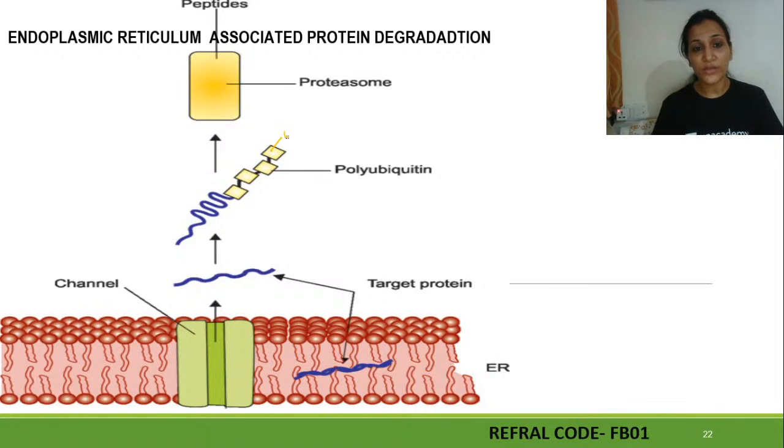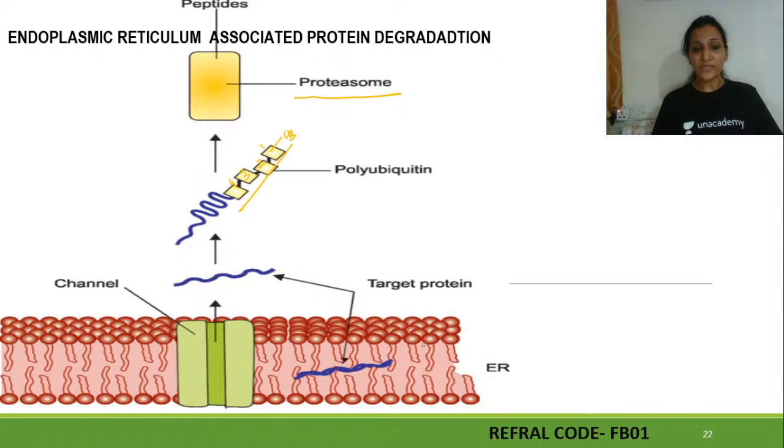This is a single molecule of ubiquitin, and there are 1, 2, 3 and 4 molecules of ubiquitin getting attached with the protein which needs to be degraded, right? And finally, it will be entering into a proteasome assembly for its further degradation.